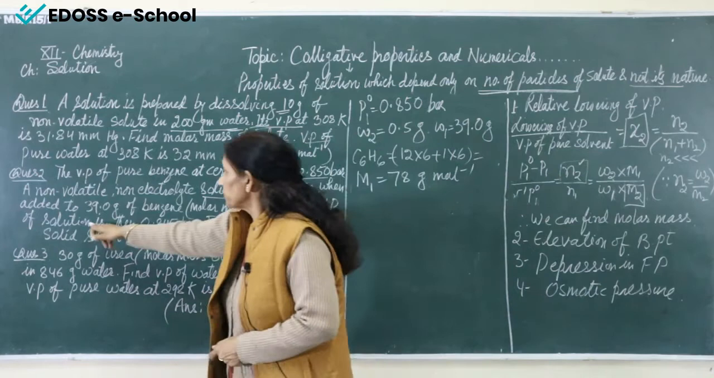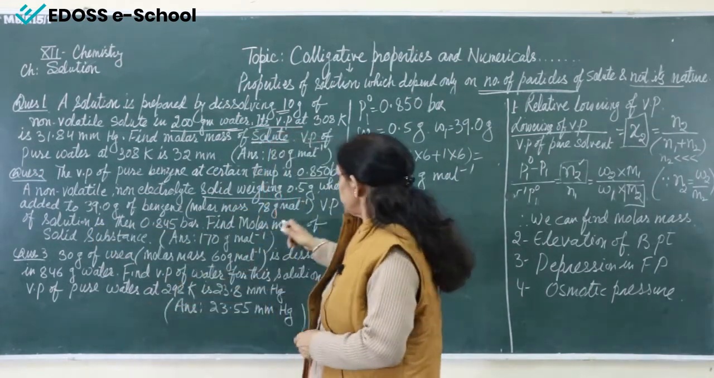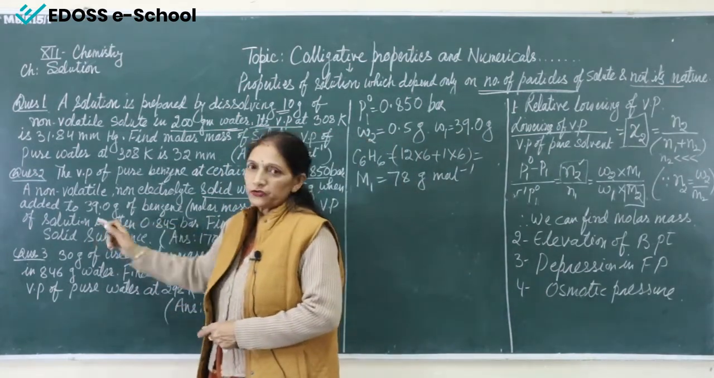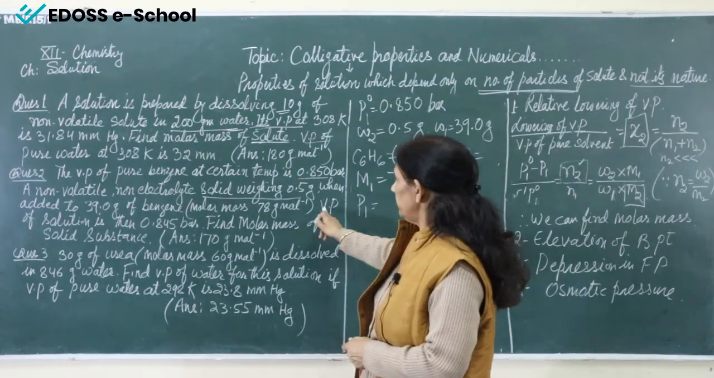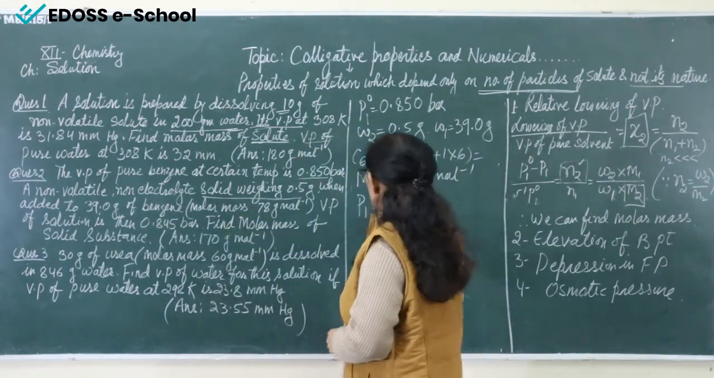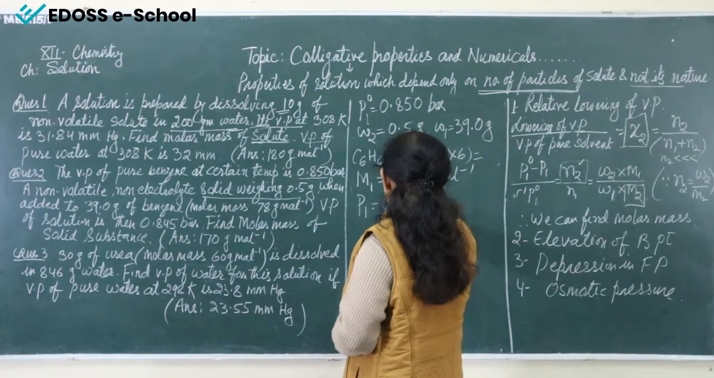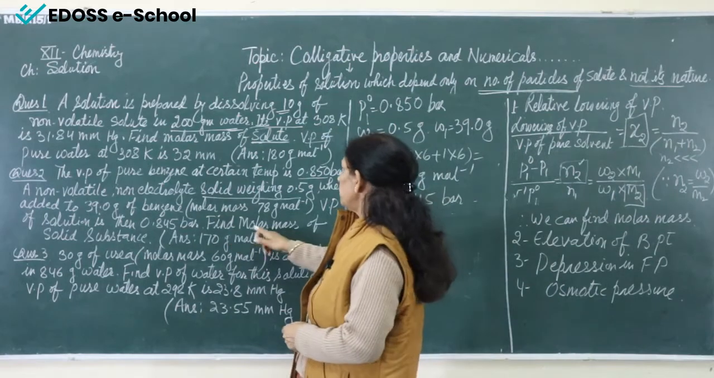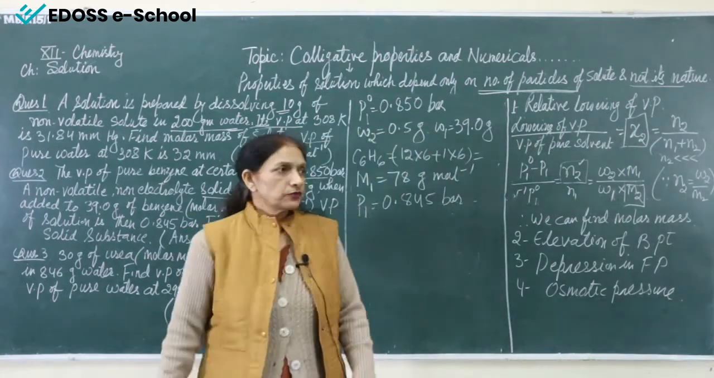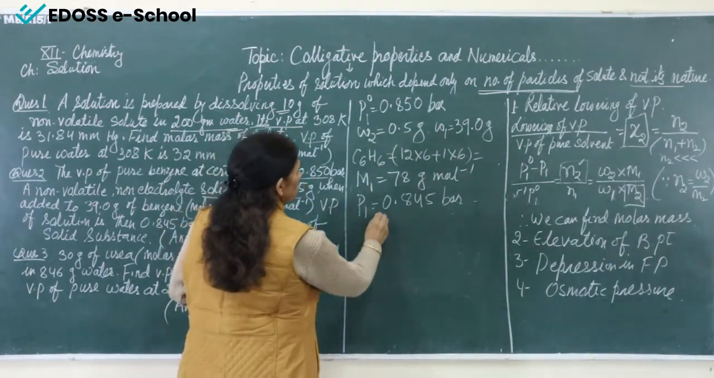Now vapor pressure of solution. Now this is very clear. Vapor pressure of solution, that means P1. This P1 is then 0.845 bar. Find molar mass of solid substance. You have to find M2.